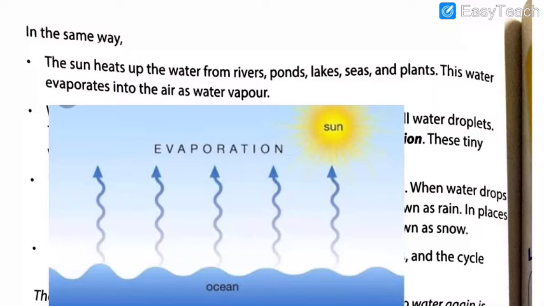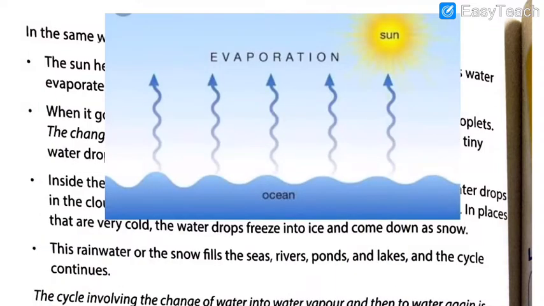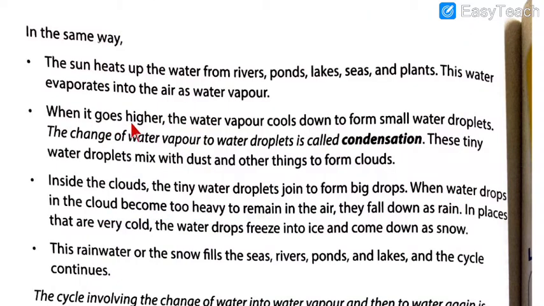In the same way, the sun heats up the water from the rivers, ponds, lakes, seas and plants. This water evaporates into the air as water vapor. See, if you can see this in the image, this line is fully described in the single image. The water from the ocean gets evaporated in the air.